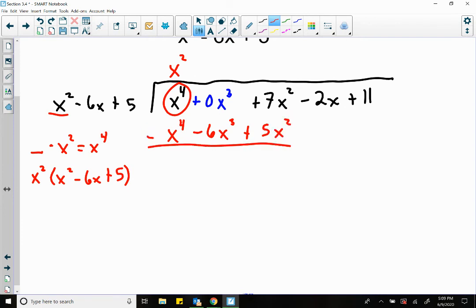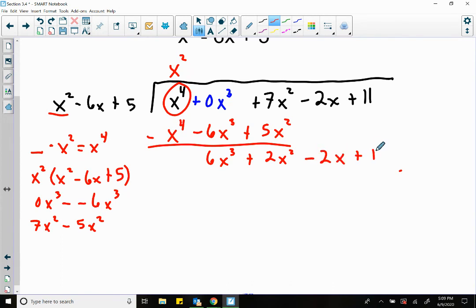All we do now is subtract down. So the x to the 4ths cancel. This becomes 0x cubed minus a negative 6x cubed, which becomes a positive 6x cubed in the end. And over here, you get 7x squared minus 5x squared, which gives us a positive 2x squared. And we bring everybody else back down. Okay?